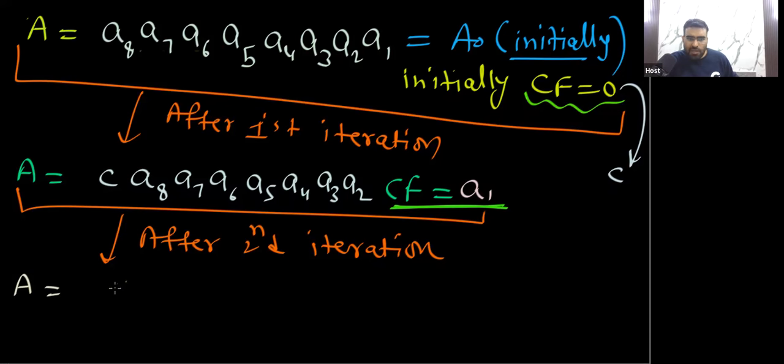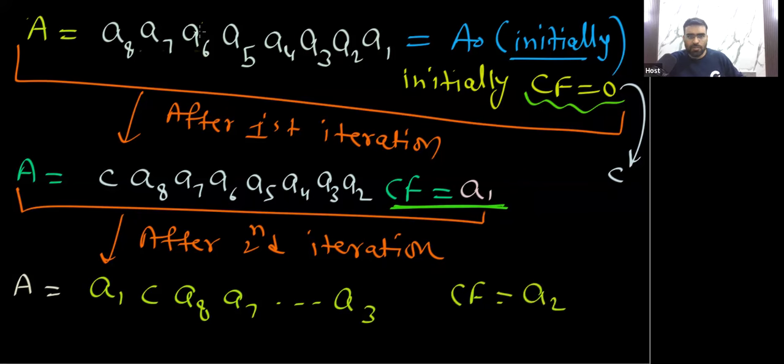Yes or no? So after the second iteration, what will be the value of A? That will be A1, C, A8, A7, and so on, A3. And the carry flag will become A2. Is this understood? Now tell me, at the end, what will happen?